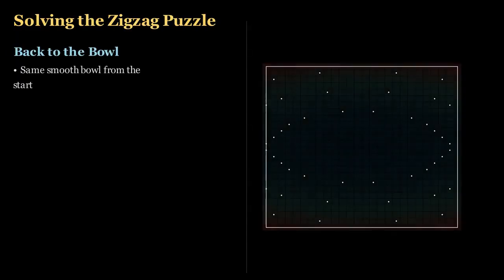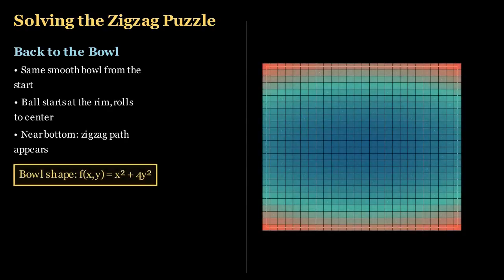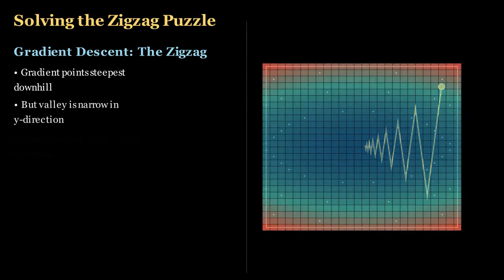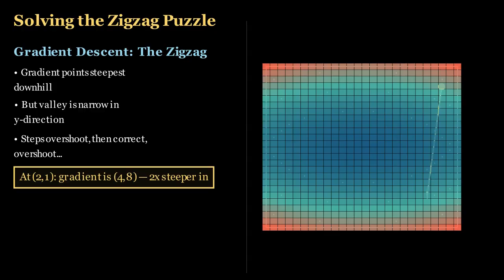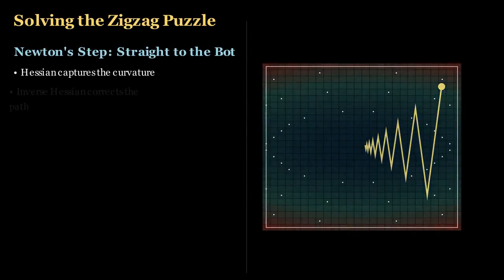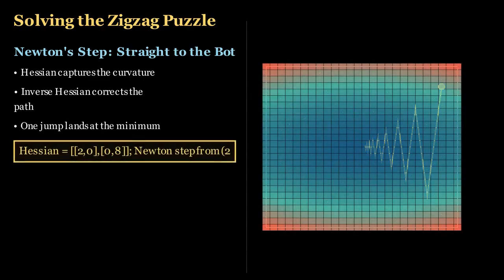Remember the ball in the bowl? Let's solve that puzzle. We'll place the ball at the rim and watch it roll down with real numbers. A first-order method only sees the local slope. The slope is much steeper across the narrow valley than along it, so each step zigzags instead of heading straight to the center. Now use the Hessian, it sees the bowl's true shape. Multiplying the gradient by the inverse Hessian perfectly compensates for the narrow valley, so one step lands exactly at the bottom.